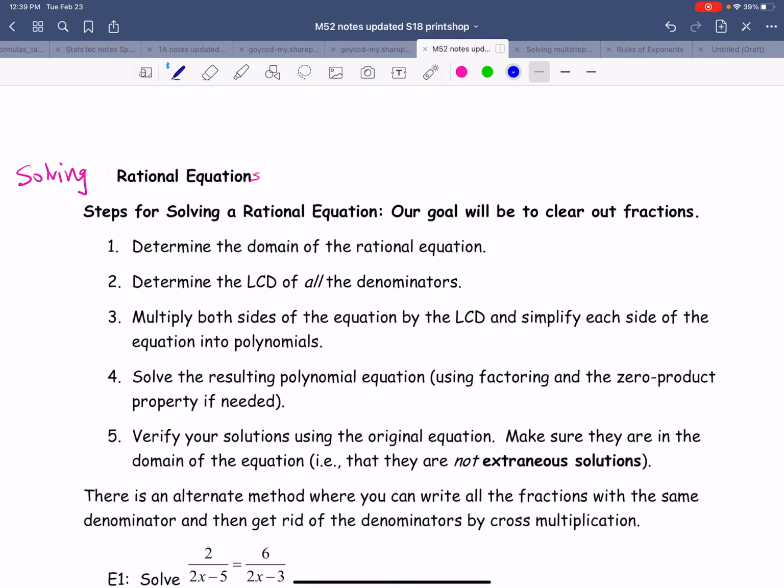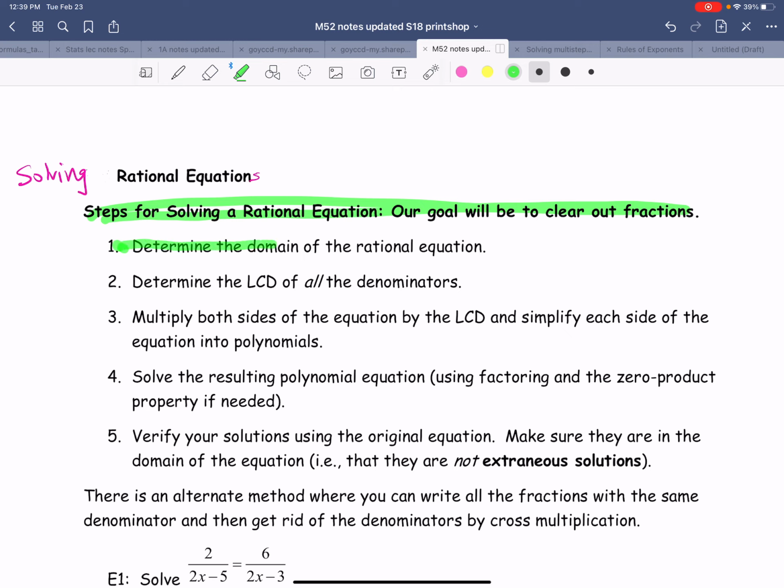In this video, we are going to focus on solving rational equations. There are several different methods of solving rational equations. I'm going to be focused on one method where my first goal will be to clear out the fractions. So here are the steps.